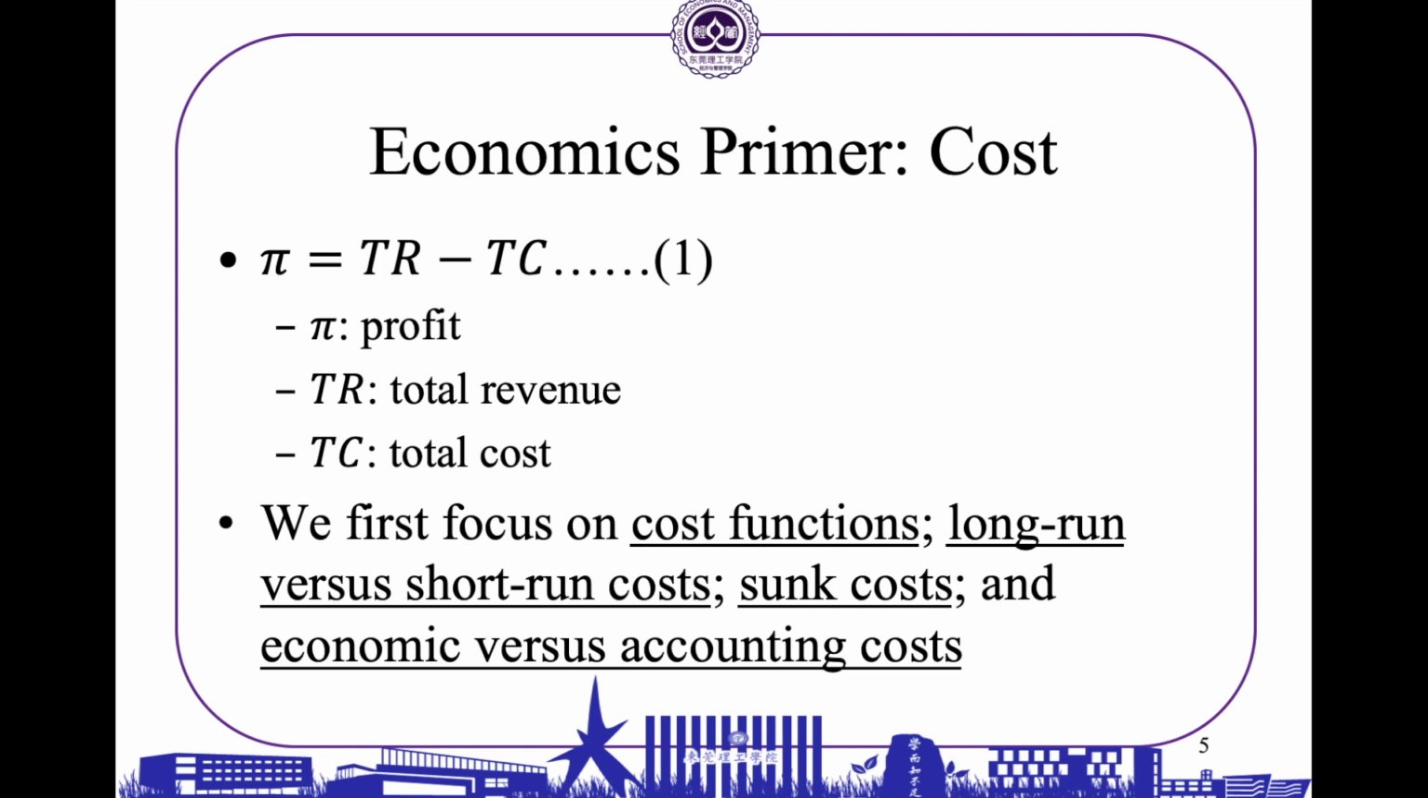In neoclassical economics, the owner or the manager of a firm tries his best to maximize the firm's profit. Total revenue is related to market demand, and the total cost is related to the technology of production of the firm. Let's start with the technology side. We will discuss cost function, long run versus short run cost, sunk cost, and economic versus accounting cost.